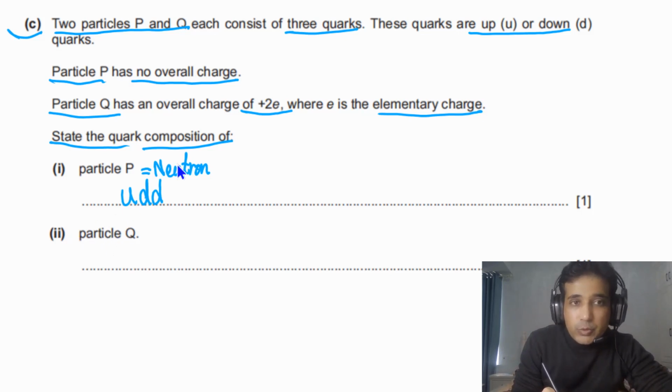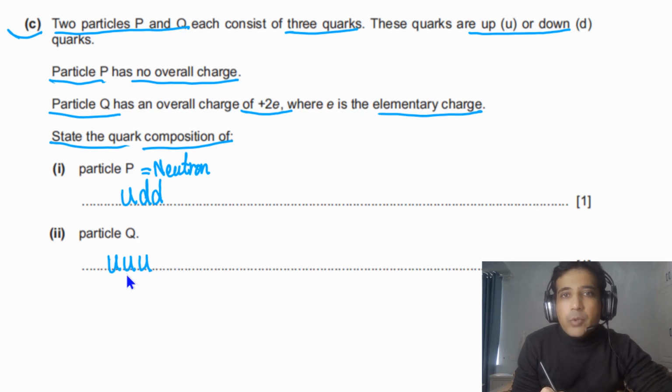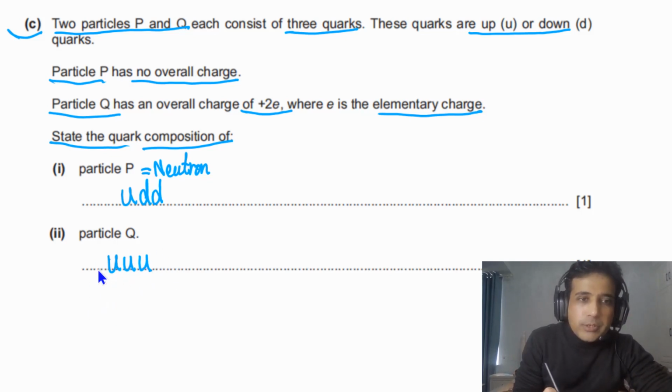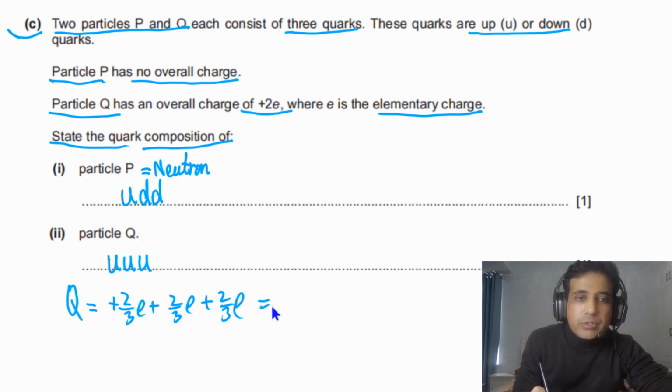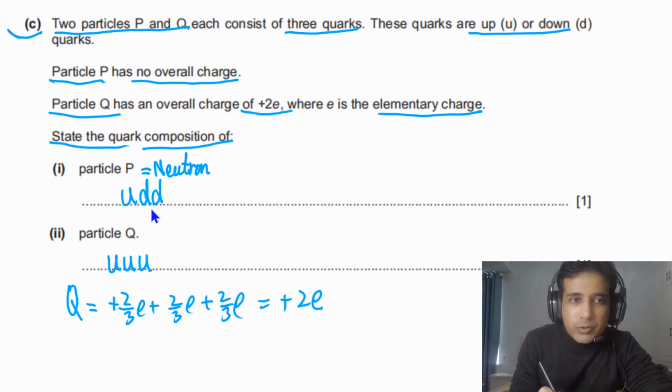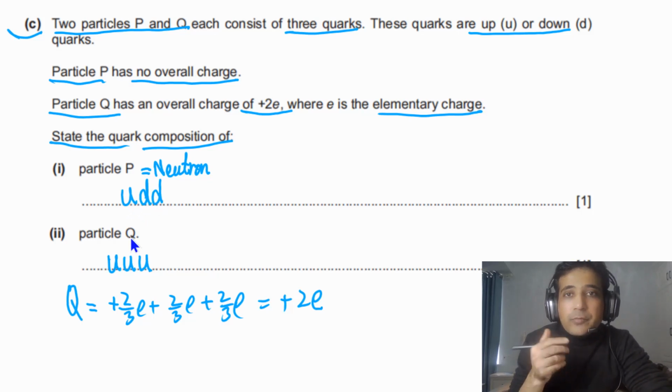If we go to particle Q, the charge on this one is plus 2E. So the quark composition of this one can be 3 up quarks. We can check this quark composition now, meaning we can check the total charge on particle Q. The total charge on particle Q will be equal to plus 2 by 3E plus 2 by 3E plus 2 by 3E. So in this case, the total charge is equal to plus 2E. It means this is the quark composition of particle Q and this is the quark composition of particle P. Particle P consists of 1 up quark and 2 down quarks, and particle Q consists of 3 up quarks.